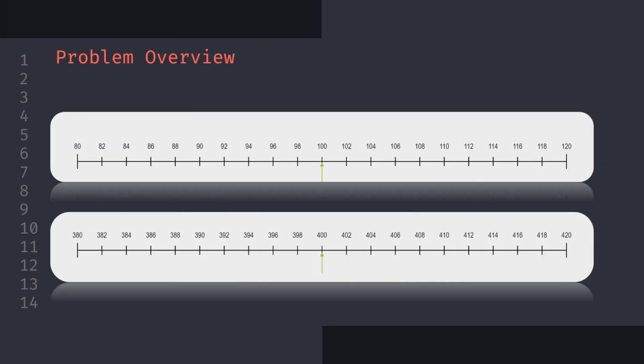We'll be checking two ranges. The first is whether a number falls within 20 units of 100, and the second is if it's within 20 units of 400. If it's within either of these two ranges, the program will return true. Otherwise, it will return false.